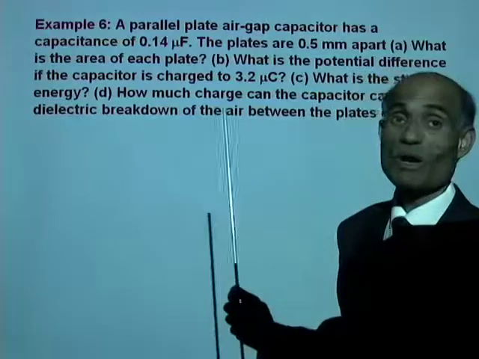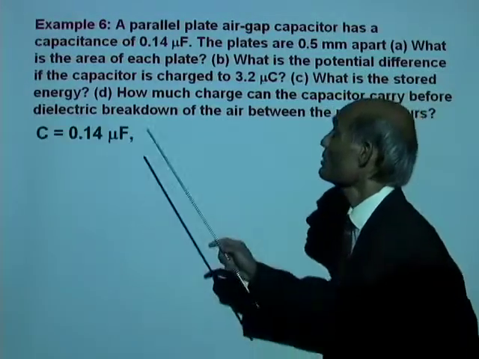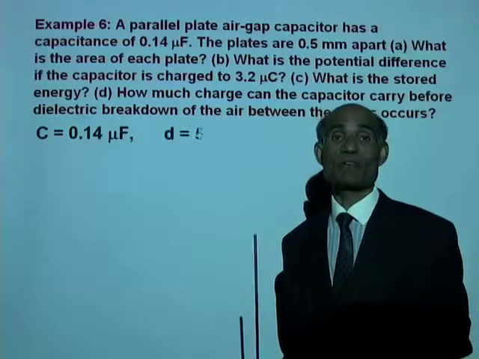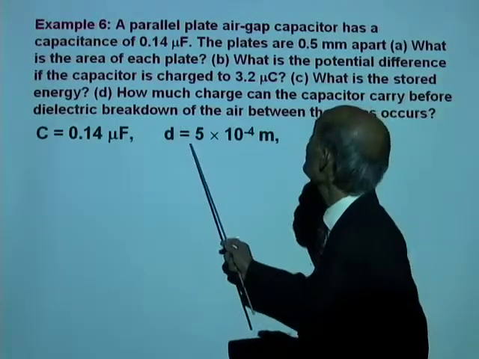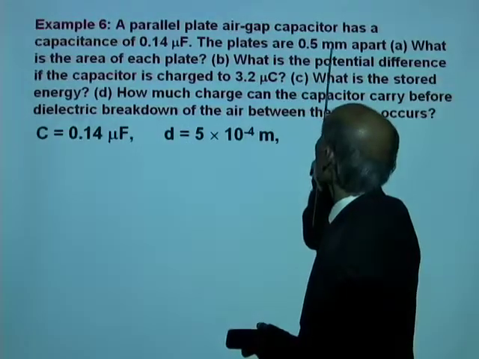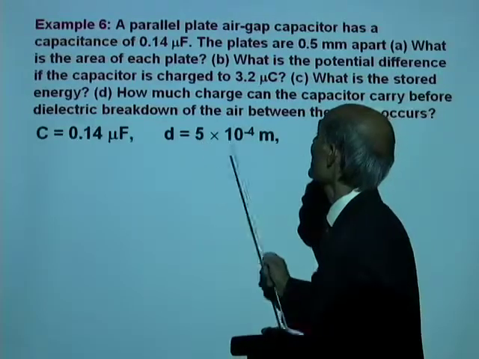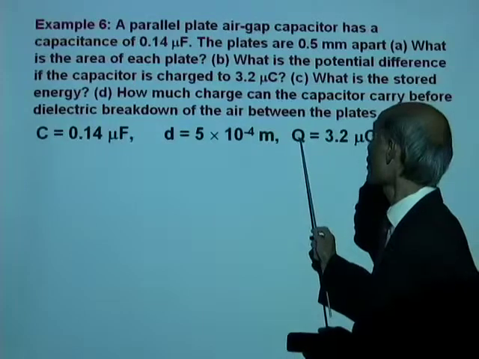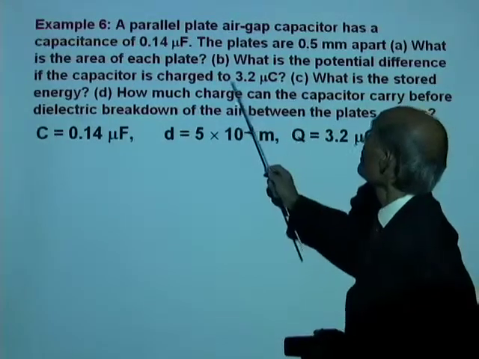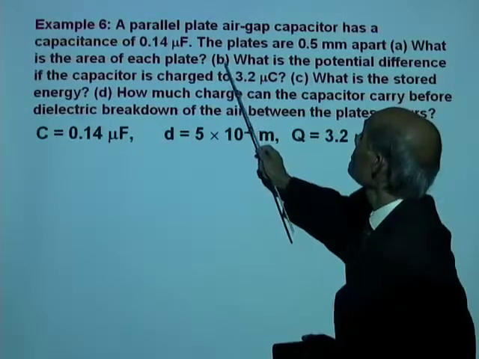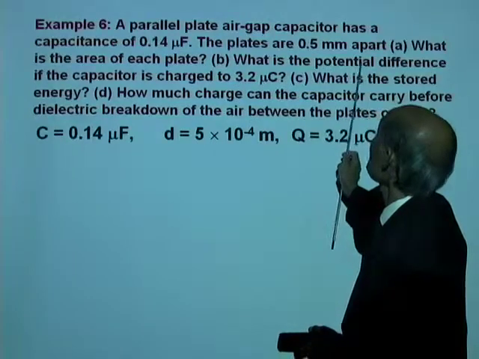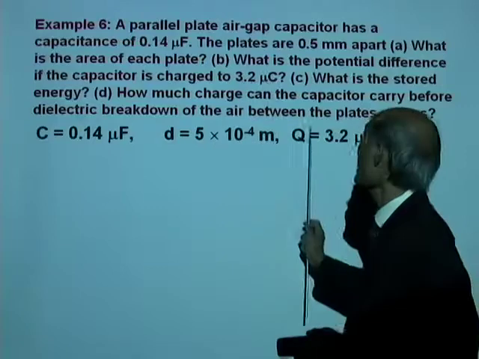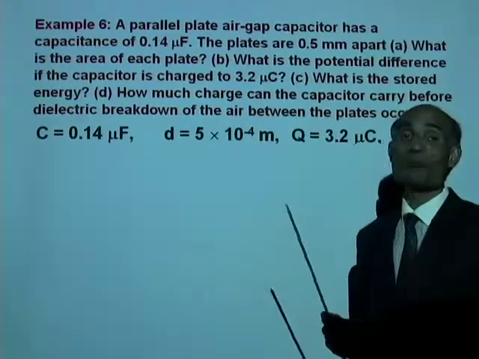Okay, let's see what the given things are. You are given the capacitance, that is 0.14 microfarad. The plate separation is 0.5 millimeter, which is 5 times 10 to the negative 4 meter. The charge on the capacitor plates, we need in part B, we want to find the potential difference when the amount of charge is 3.2 microcoulomb.